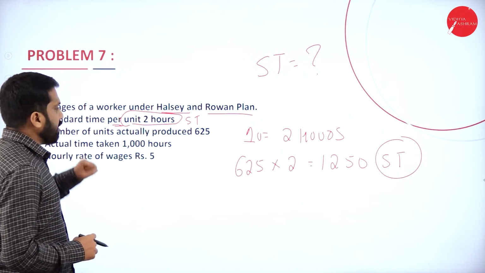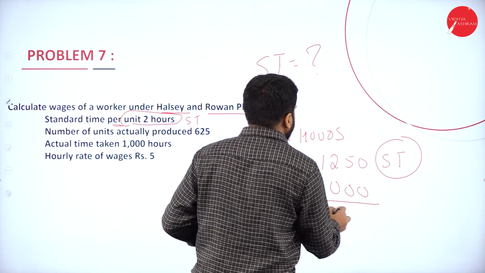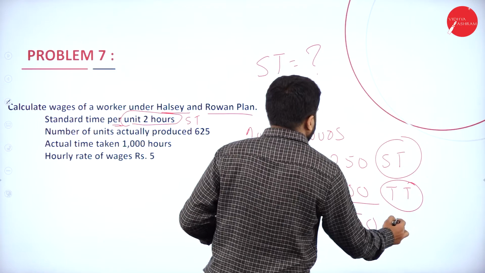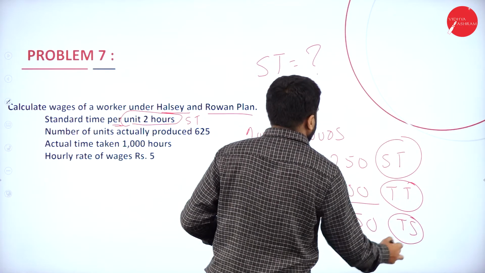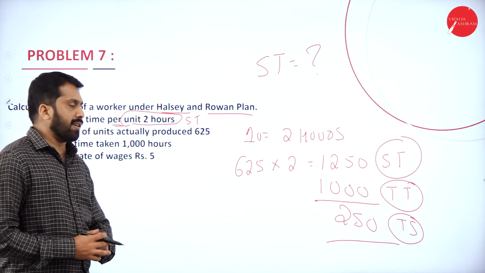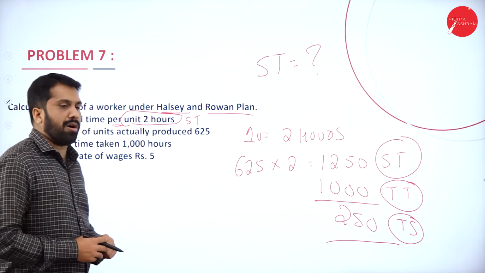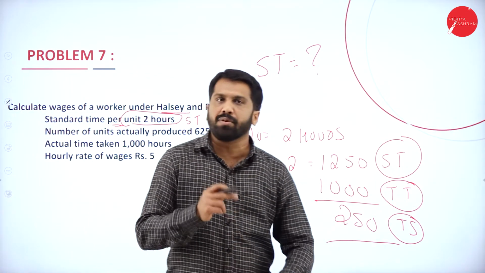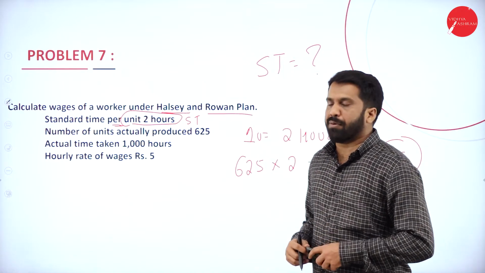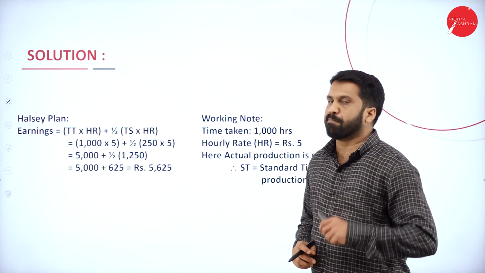Similarly, actual time taken is how much? 1000. What is the time saved? 250. This is the time taken. This is the time saved. Hope you understood. Like this you are supposed to calculate. Now, this is done. Your hourly rate of wages is 5 rupees. That is common. You can calculate. Hope you understood. So your problem number 7 is all about this. Next, your solution for this Halsey plan.